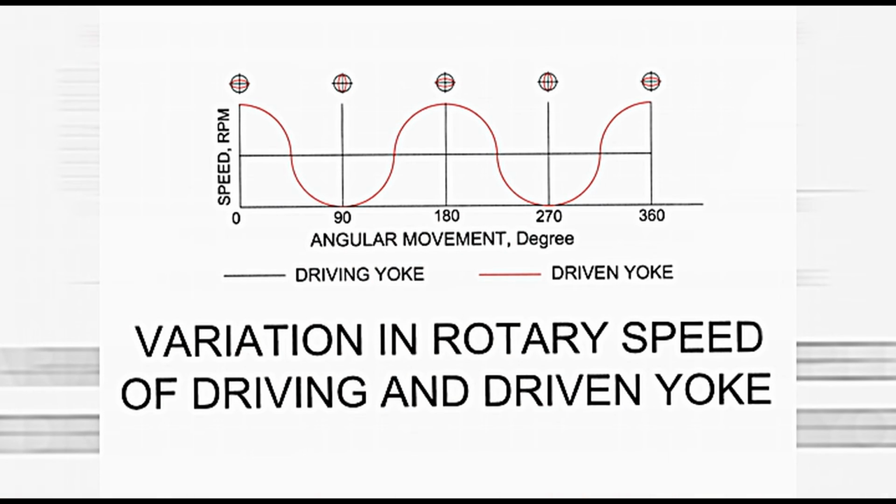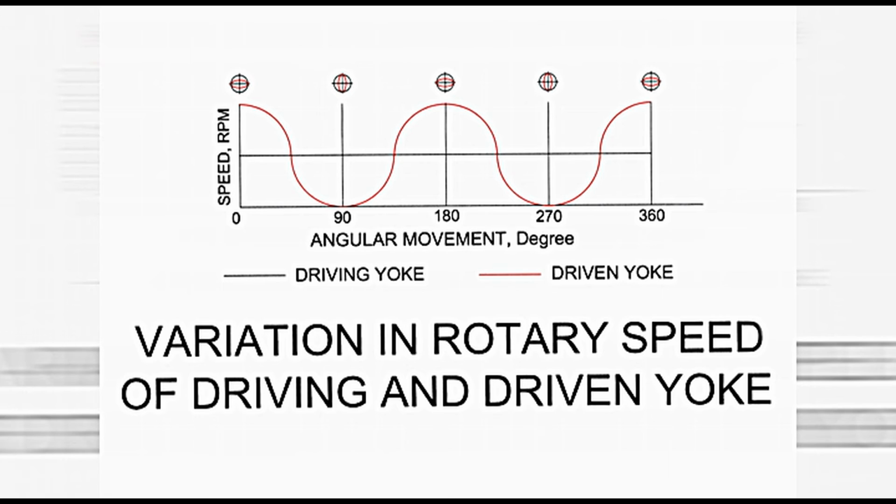The next diagram presents the rotary motion of the driving yoke and driven yoke. The black line in the diagram represents the driving yoke, whereas the red line represents the driven yoke. Rotary motion from 0 degree to 180 degree has been considered. The driving shaft rotates at constant speed. Therefore, it is represented by a straight line.